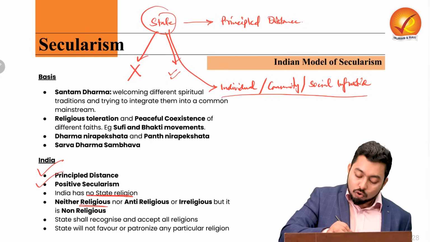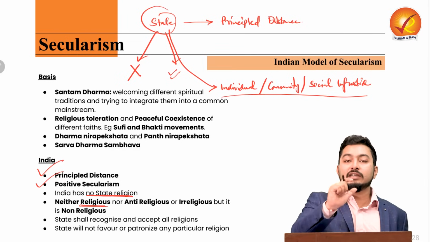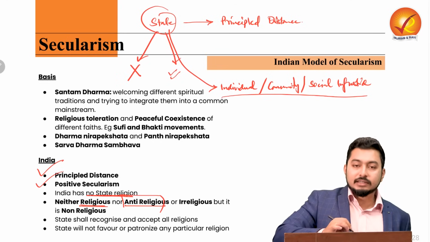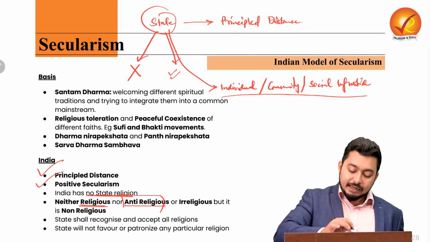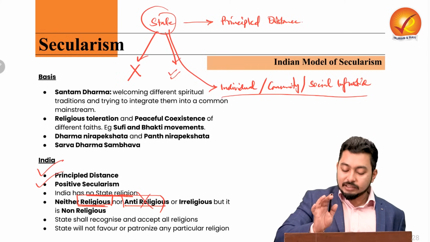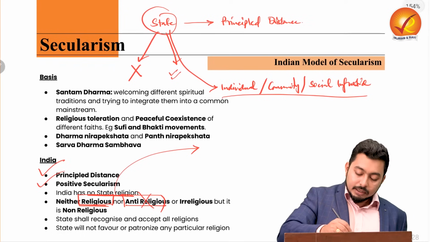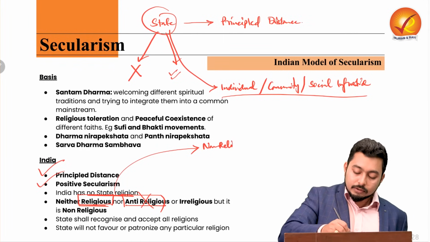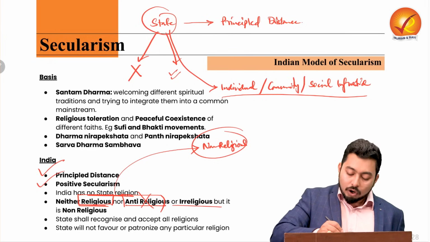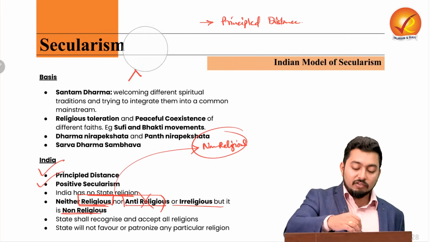So the state is not religious. That means state cannot be correlated or cannot be associated with one dharma or one religion. It is not anti-religious. That means state is not coming close to any religion. It is not abolishing religion also. Then it is what? It is non-religious. So neither religious nor anti-religious or irreligious, but is non-religious. That means state has no religion of itself.